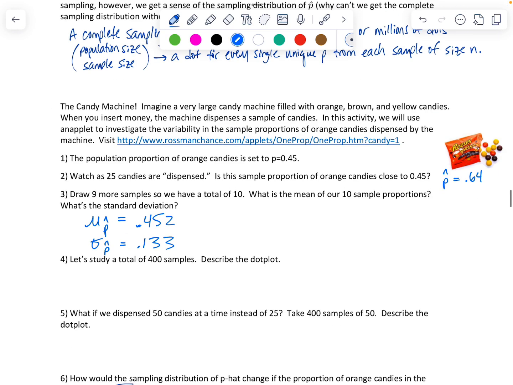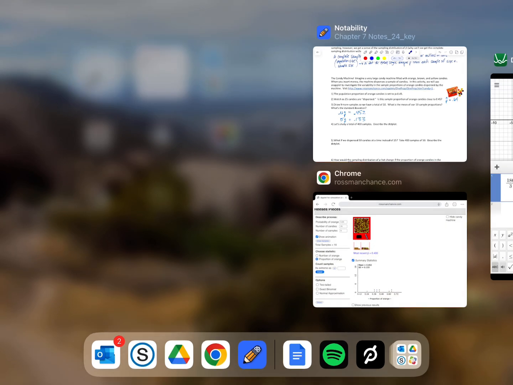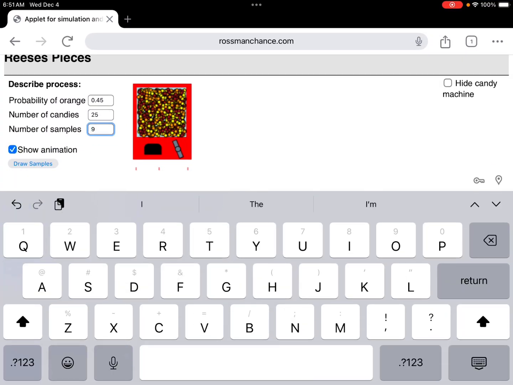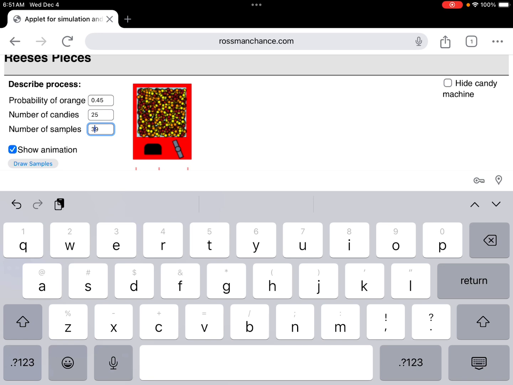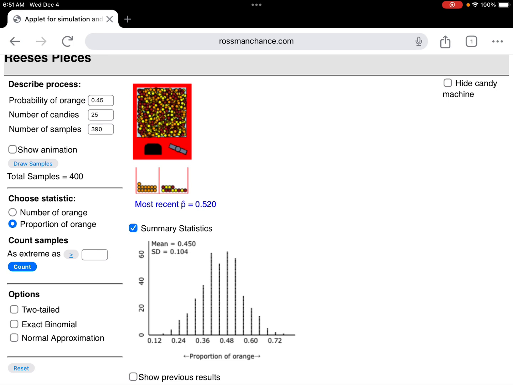And I bet your dot plot, if you clicked on this link and did what I did, might look a little bit different. Number 4 says, let's study a sample, or 400 samples. Okay, great. So I have 10 there already. I'm going to have it do 390 more. But I'm going to uncheck show animation because we don't have time to sit here for 390 cranks. And now I'm going to say draw samples, and let's see what happens.